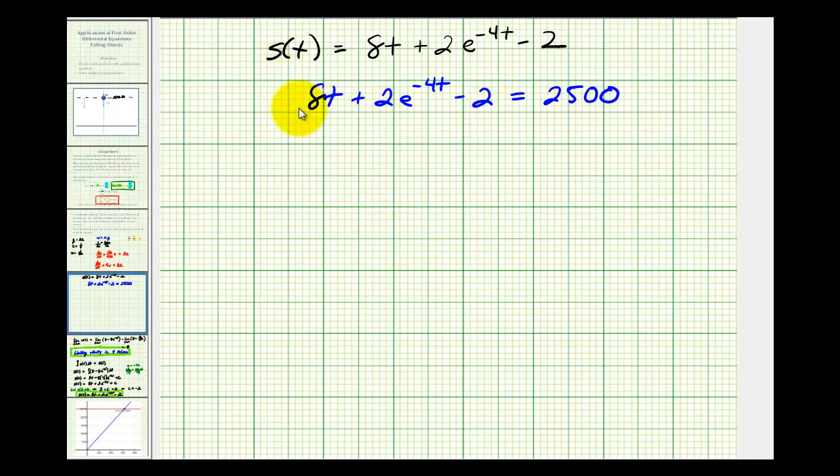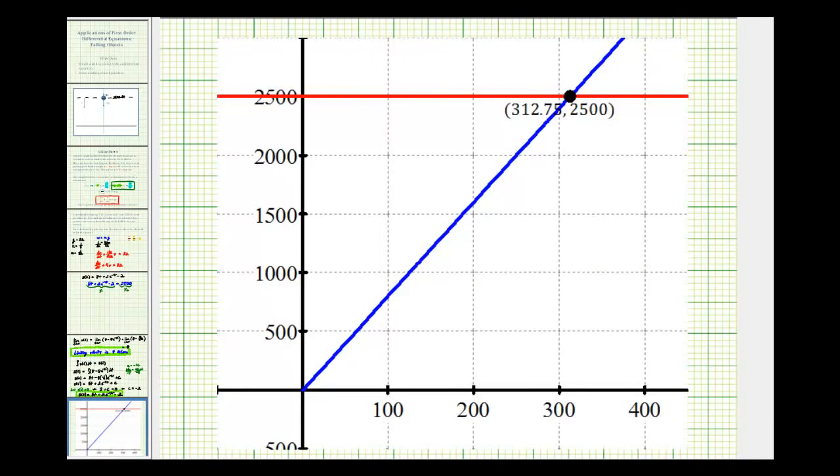We'll graph the left side of the equation as, let's say, y1, and we'll graph the right side as, let's say, y2. So if we graph this, the blue graph would be the graph of the left side of the equation, or y1, and the graph of the right side, or the constant, would be the red graph, or y2. So this point of intersection represents our solution. Because we're looking for time, that's going to be the x-coordinate, so it's going to take approximately 312.75 seconds for this object to hit the ground.